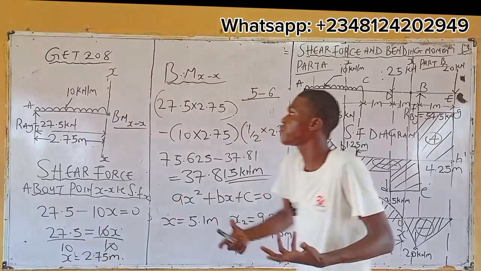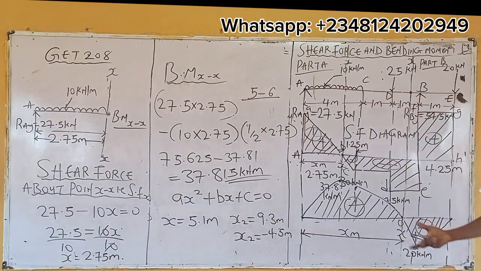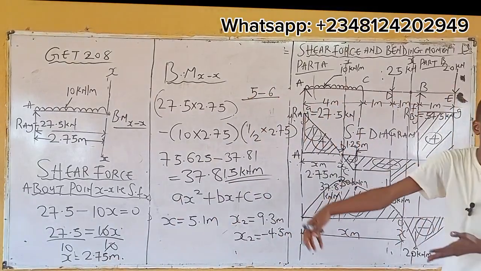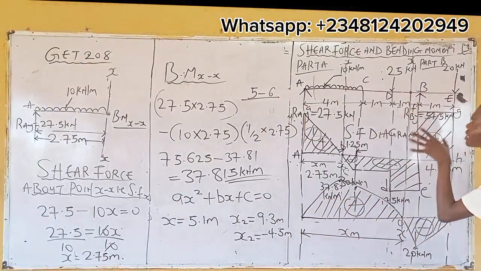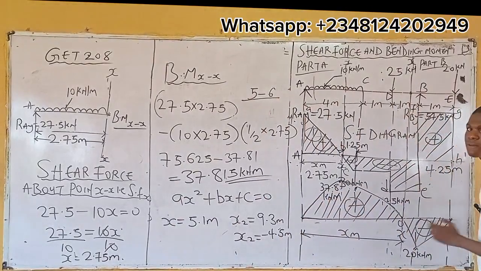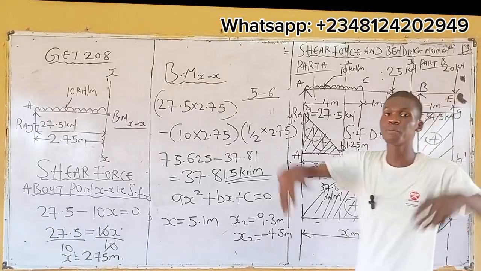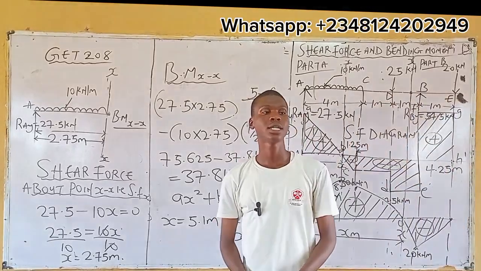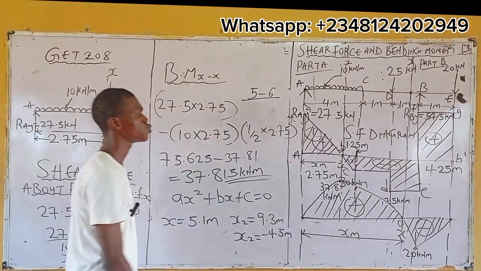Meaning at the end, if you have two values, you should be able to know the value you are using. Just because by the time you look at this beam, you've seen the value already, but you just want to be precise about this value. That's why you need to solve.